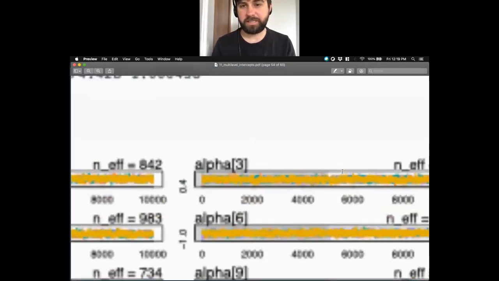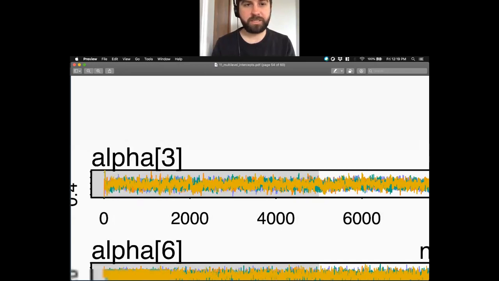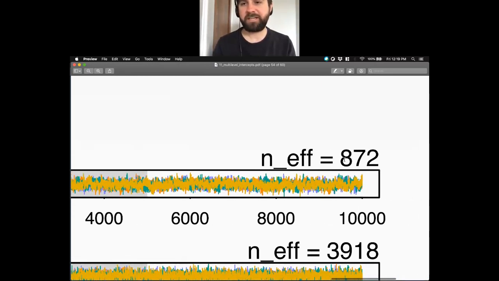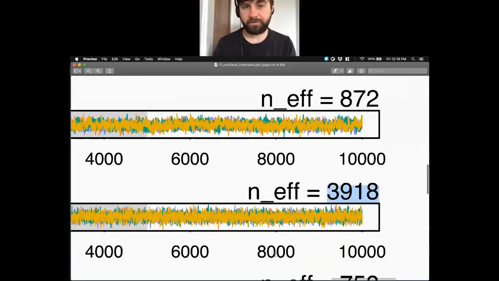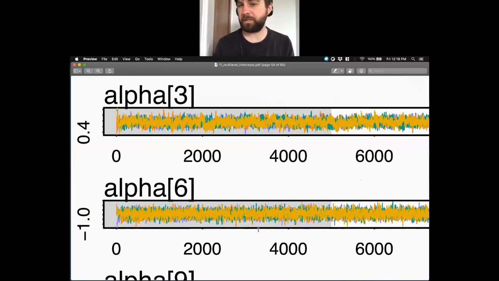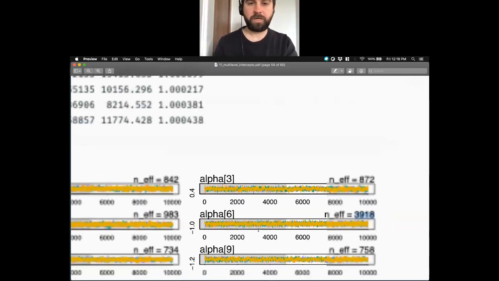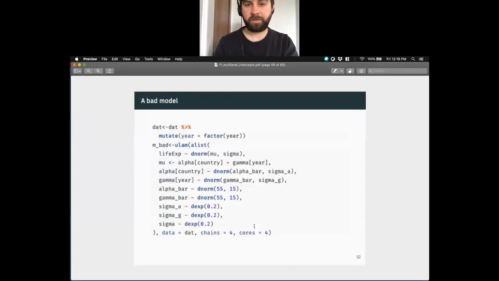What I want to see is this, where all of the lines are overlapping each other. Sorry, this takes a second to render. Each of the colors represents a different chain, and you can see they're all stacked on top of each other, and they're bouncing around a lot. And I have an effective sample size of 800 for this parameter and 4,000 for this parameter. So they're mixing really well. They're exploring the posterior sample space really well. These are reliable, whereas the others are decidedly unreliable.